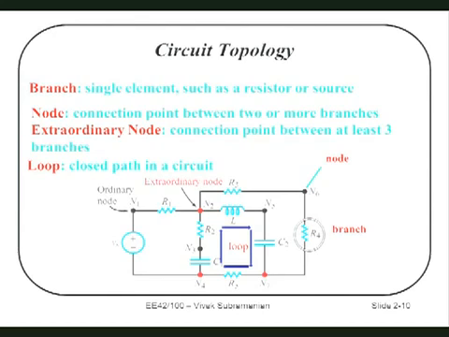Can you give me an example of a loop that involves R4? Yeah, the bigger one. That's a basic term. So you've heard loop, node, extraordinary node, and branch. We are now going to start defining some rules for circuit analysis.